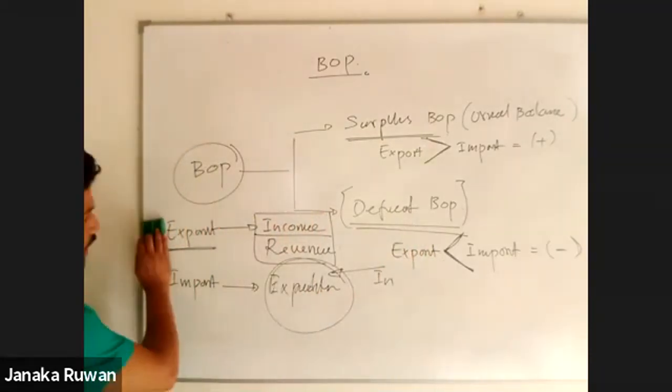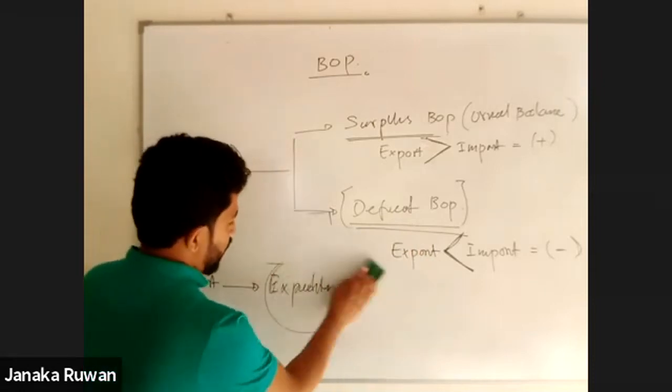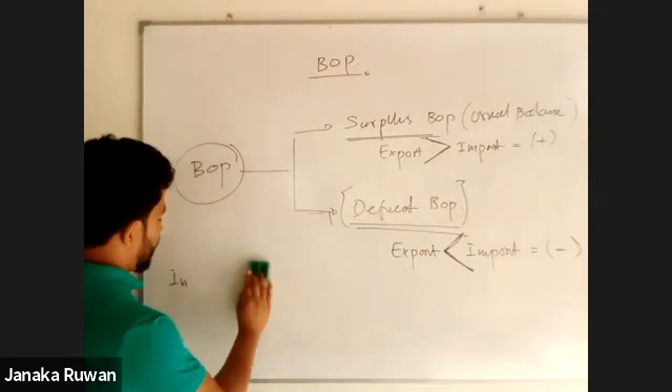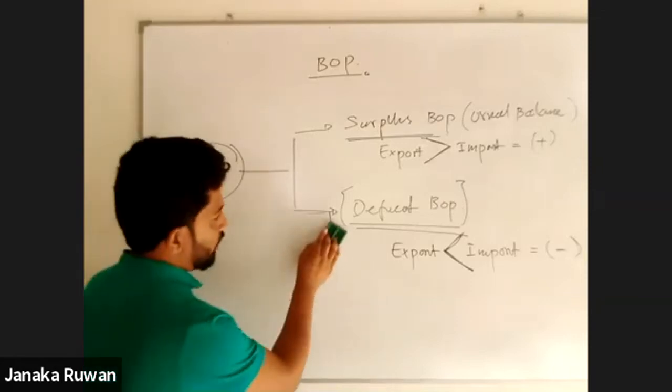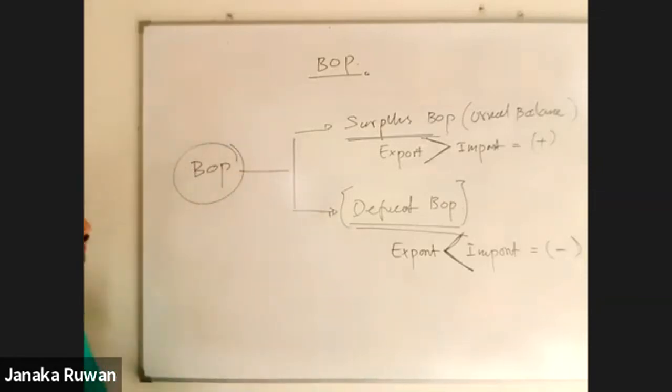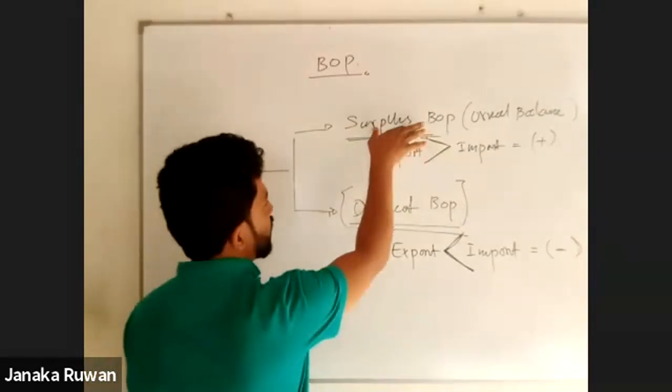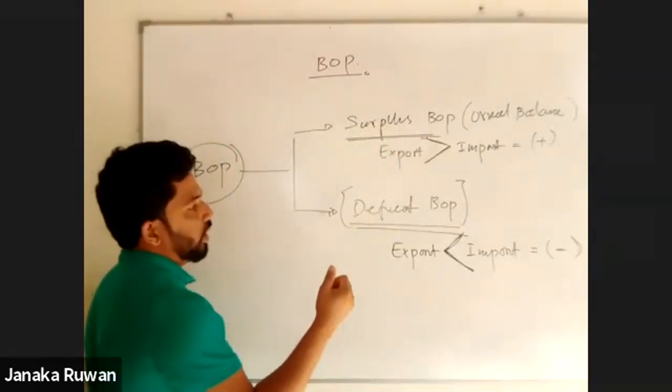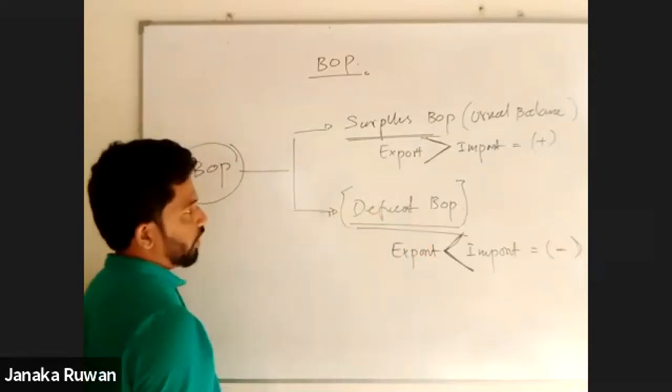What did we get finally after recording all the transactions between residents and non-residents? There are only two ways to identify it. The first one is a surplus in the balance of payment, and also a deficit in the balance of trade.